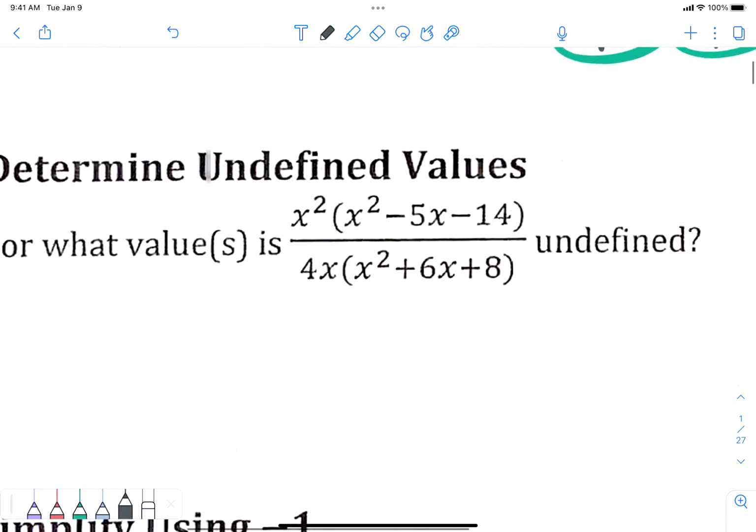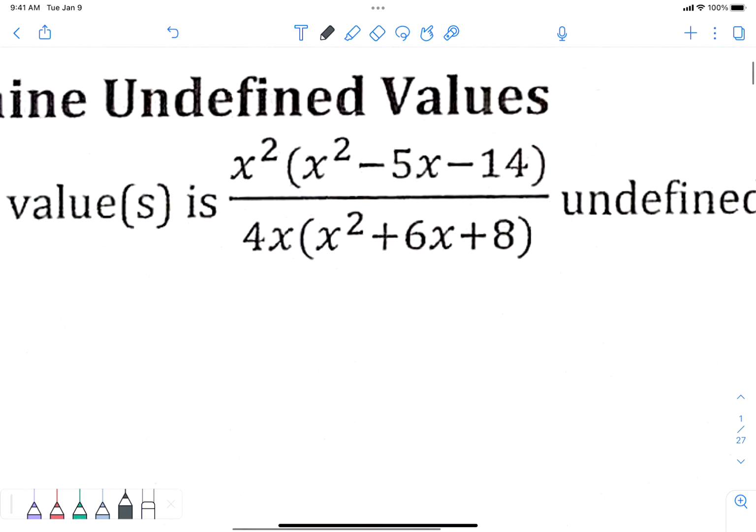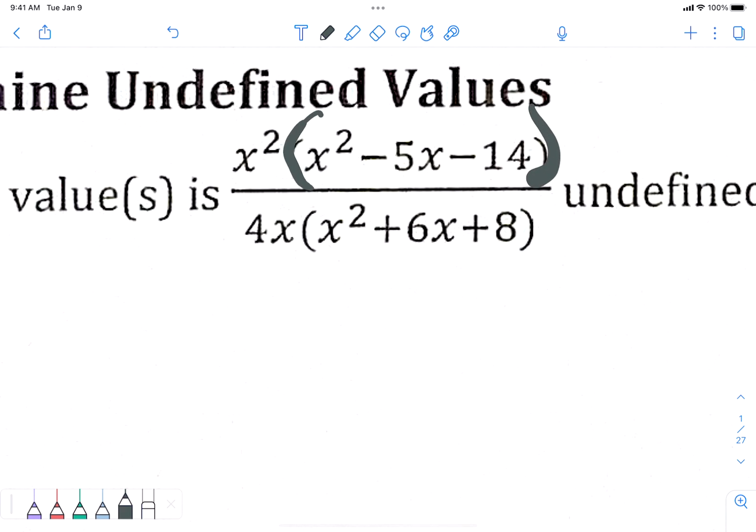Okay, here's what I want you to do. On example 2, do this really quick. This guy breaks down. Figure out what he breaks down to be. This guy breaks down. Figure out what he breaks down to be. Those are trinomials. Figure them out. Write them down. Go.